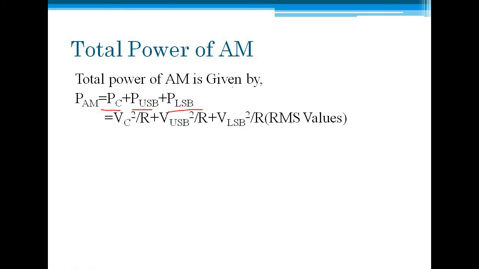So power P, we all know, is given by voltage square by R. So the power PC is Vc square by R. The power of upper sideband is given by voltage of upper sideband square by R, and the lower sideband is given by voltage of LSB square by R, and all these values are in RMS. So we need to convert these, as we are having the values in peak to peak, we need to convert them into the RMS.